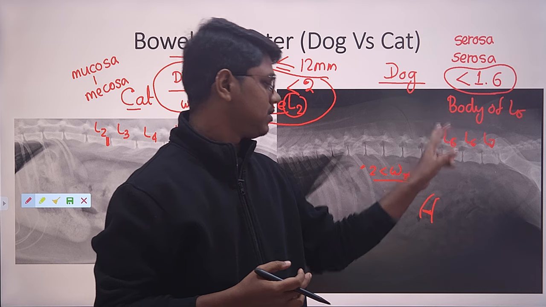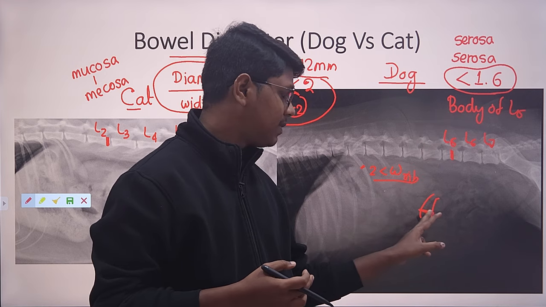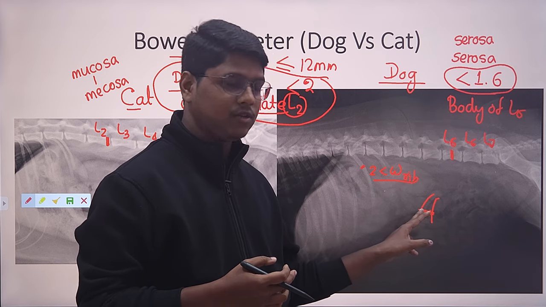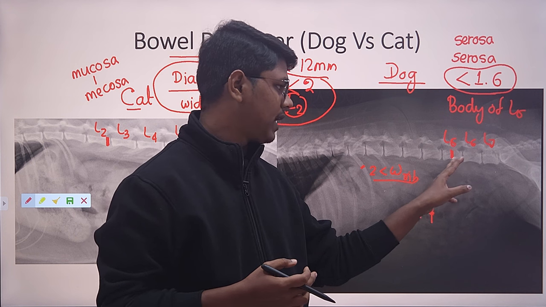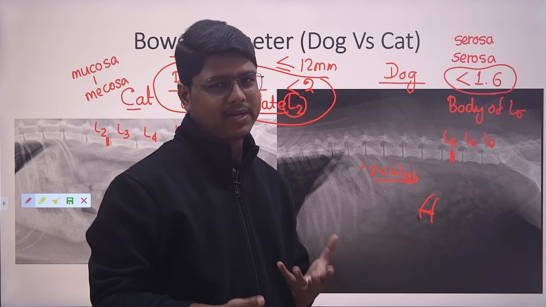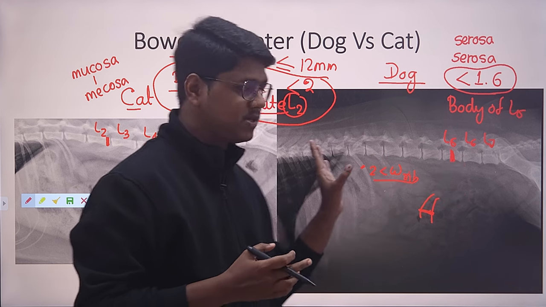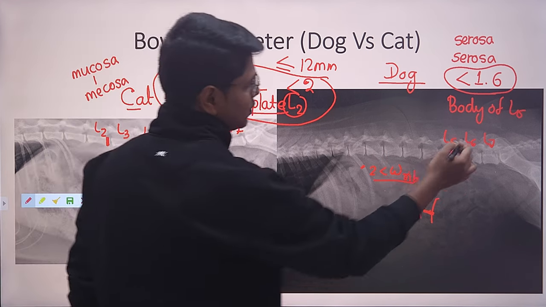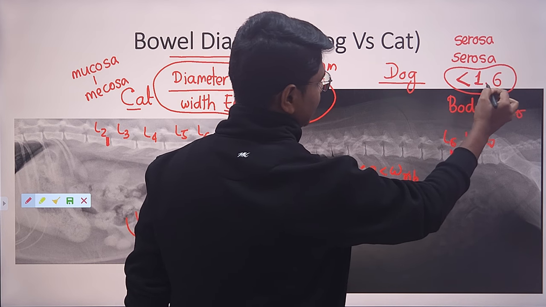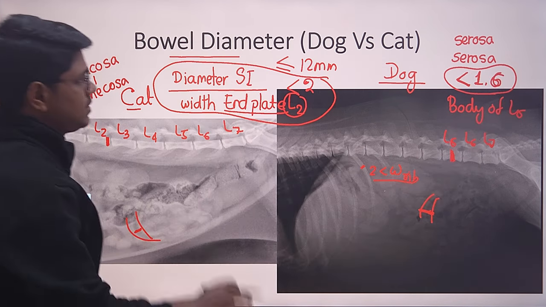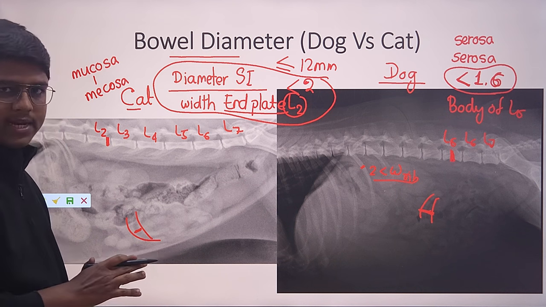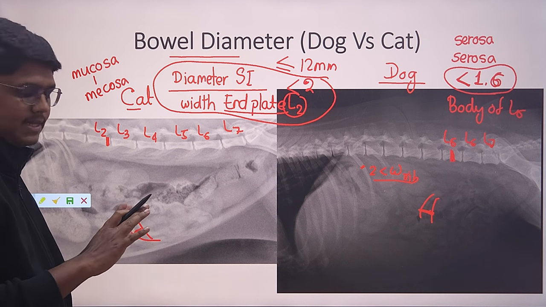So what is this? The ratio of the diameter of the intestine to the body of L5. Body or mid height, whatever you want to say, just remember where the height is taken. The concept is important. So the ratio should be less than 1.6. This is the reference for bowel diameter that you will find in normal cases.